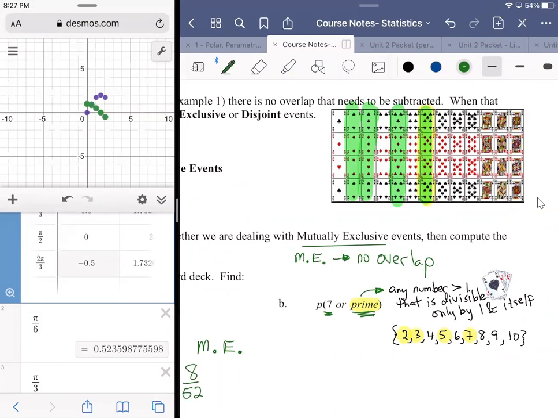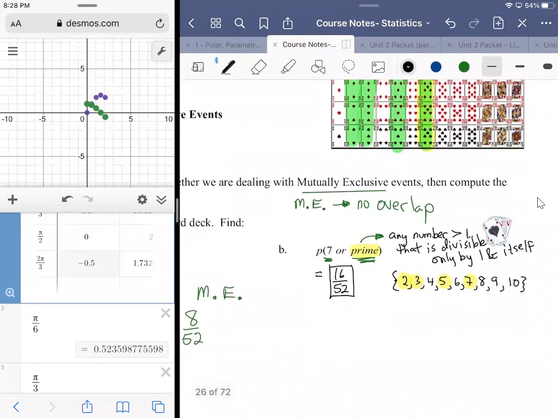So when I'm counting up the number of values that satisfy these conditions, I see that there's a total of 16 out of 52. So that would be my answer, which is good, again, if you have a deck of cards to work off of. But if you're doing it with a formulaic approach, what you'd have to do is find the probability of getting a 7 plus the probability of getting a prime.